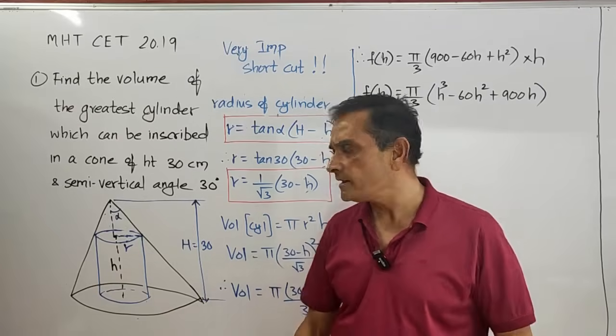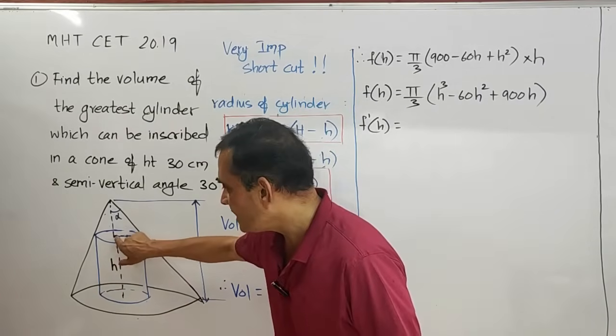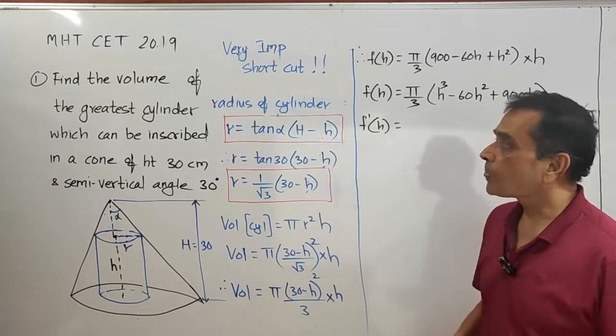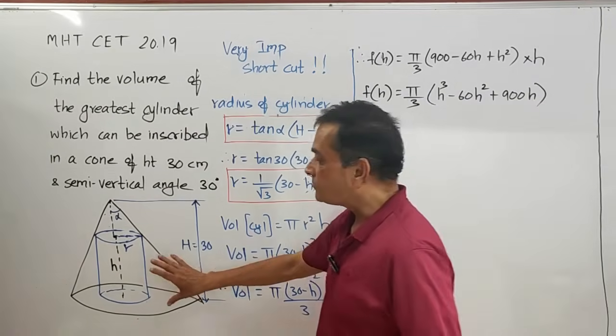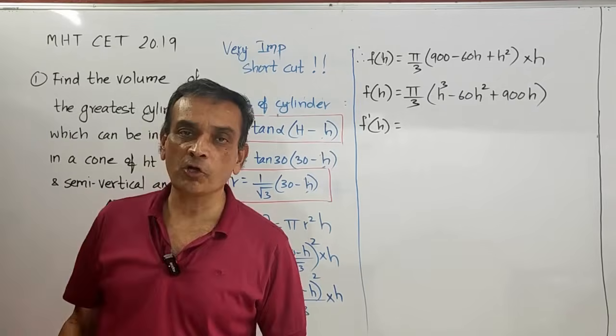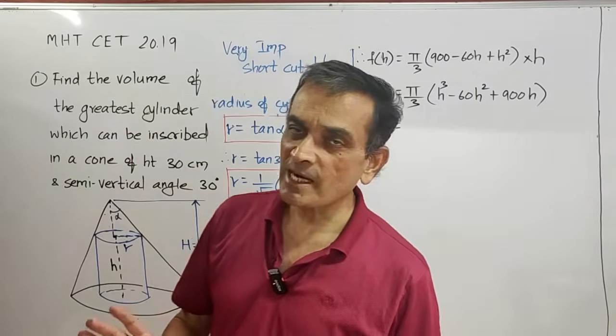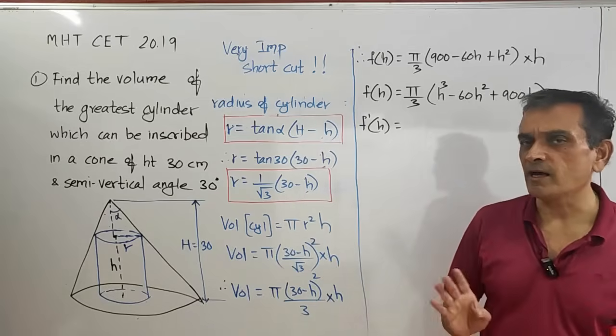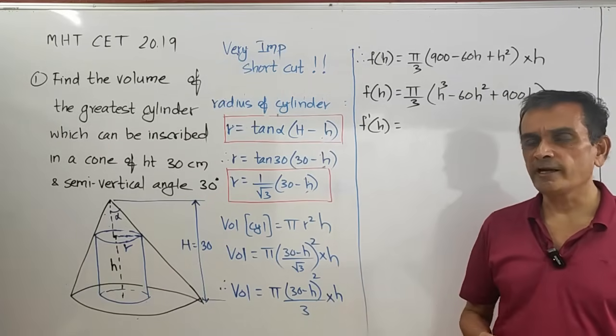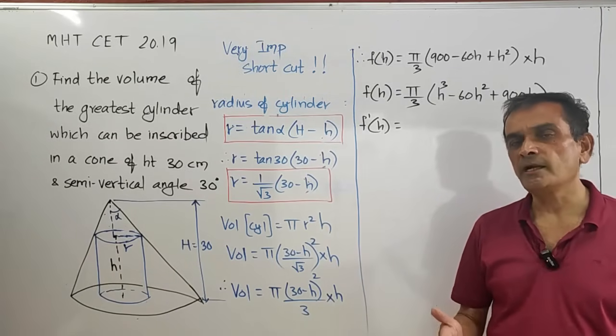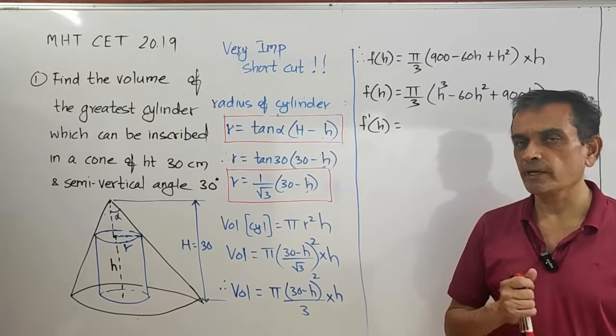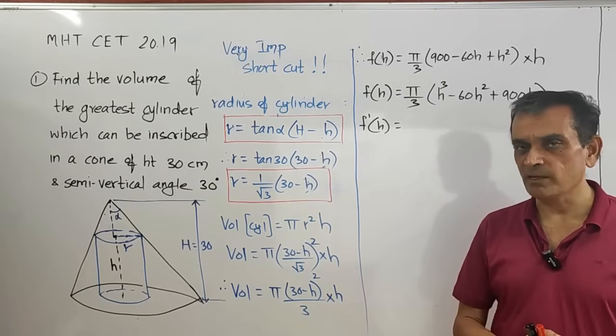उसके अंदर एक cylinder fit किया है जिसका radius R है. So find the volume of the greatest cylinder means maximum volume. सबसे बड़ा सिलेंडर का साइज क्या रहेगा? That is the question asked. Greatest cylinder means what? Cylinder of maximum volume. Okay. So this is the sum of maxima minima.